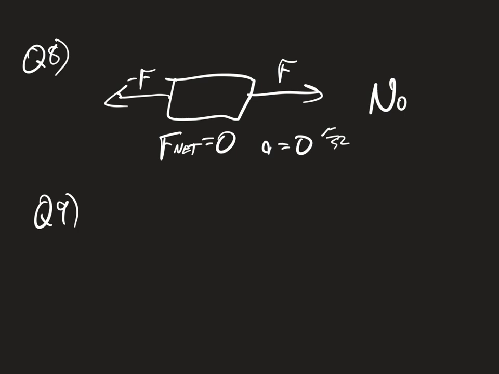Q9 says, is it possible that that object is moving, given that it's got equal forces on both sides? All we know is that the acceleration is 0. From the first law, we know objects in motion can stay in motion unless acted upon by an outside force, an unbalanced net force. Well, there is no net force on it, but it could be moving. It could already be moving. It's just not accelerating. So the answer to this one is yes.